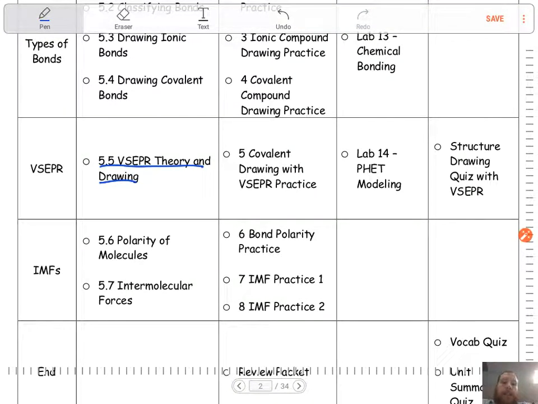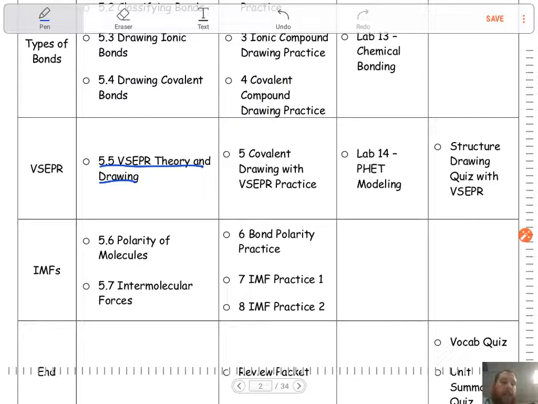Hey guys, this is Note Video 5.5, VSEPR Theory and Drawing. This is going to take the next step from drawing covalent bonds and start to assign the shape of the molecule. So this is where we will really start to make sure our final structures are drawn correctly based on this thing called VSEPR, which we'll talk about in just a second. So let's dive right in.